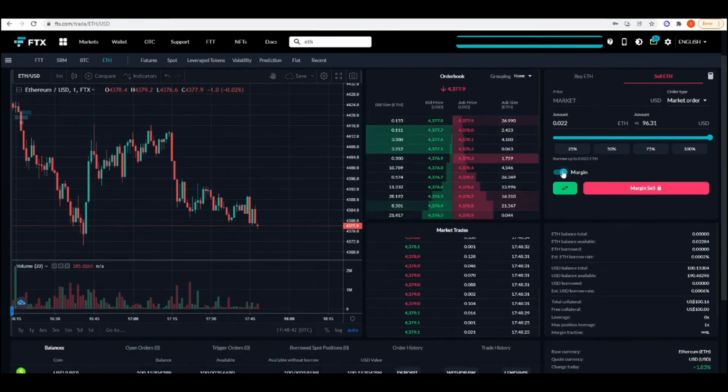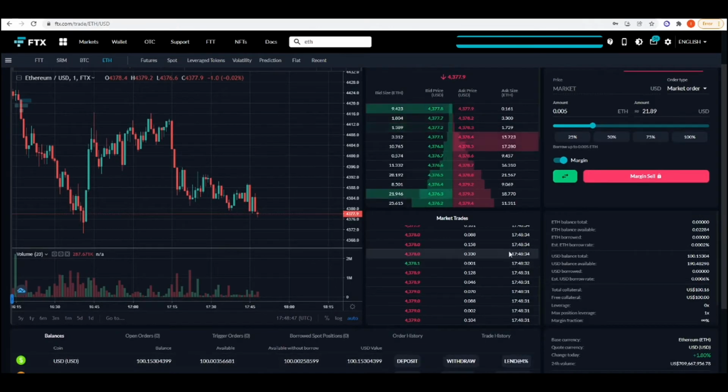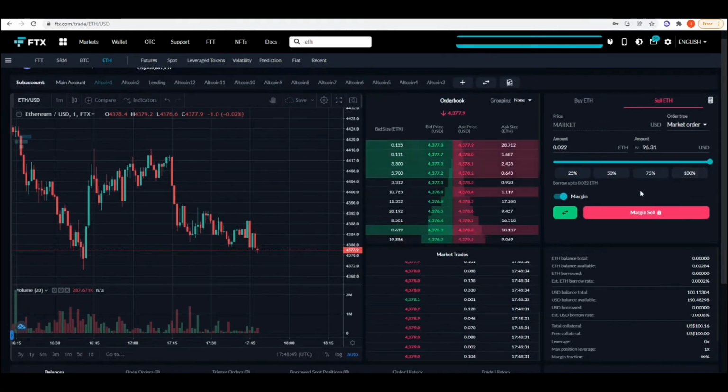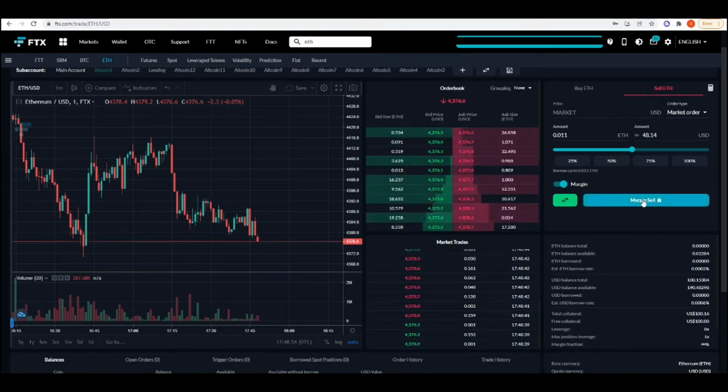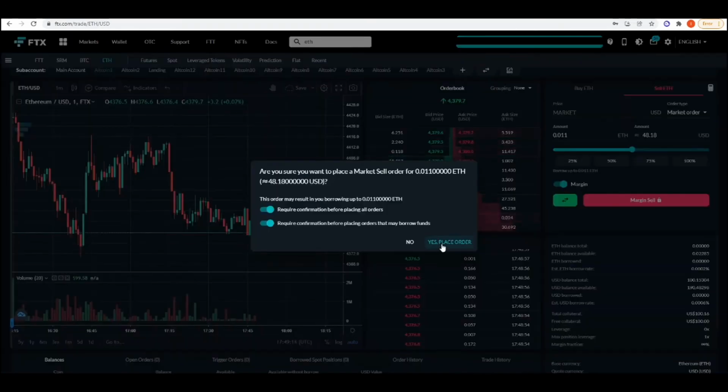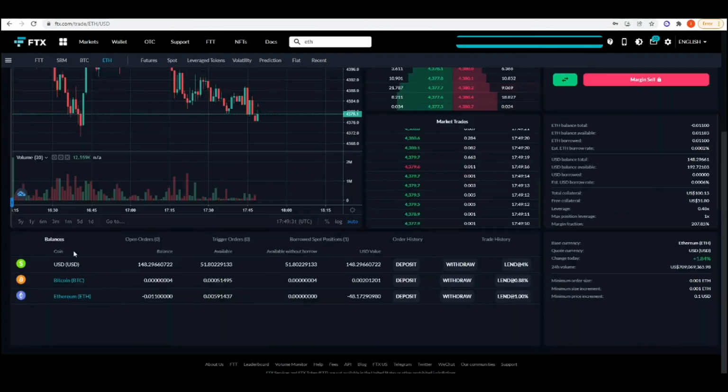But remember just to press margin, and then you can obviously choose how much of the USD you have available to short sell. So I'm just going to do, let's just do 50% for now. And I'll press margin sell. We're just going to press yes, place order. So I've immediately opened up a short position.